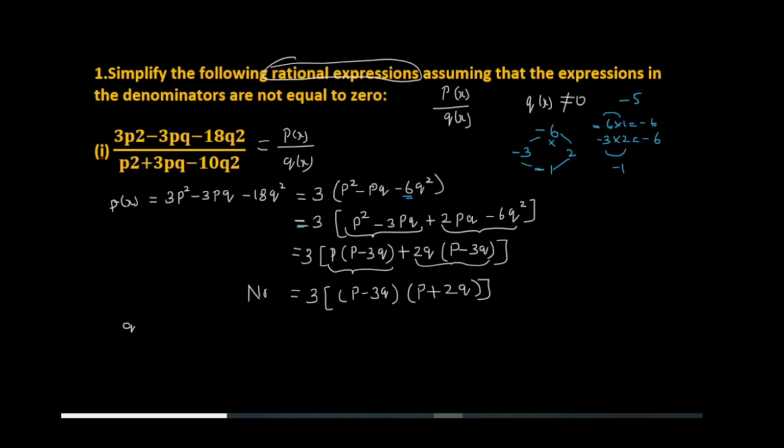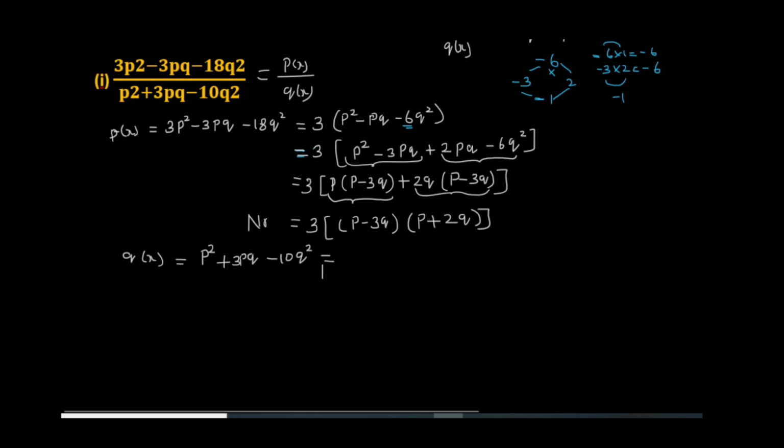Let's see the denominator's factors. Q of x is nothing but p squared plus 3pq minus 10q squared. 10 is not a square number, so we cannot go with the a plus b or a minus b identity. Once again, x plus a, x plus b. Now our product term is minus 10. Because p squared's coefficient is 1, we take minus 10 as it is. Minus 10 is the product term and plus 3 is the addition term.